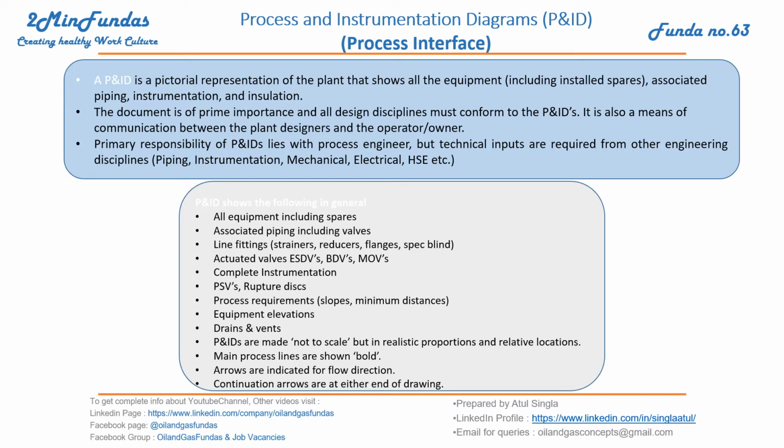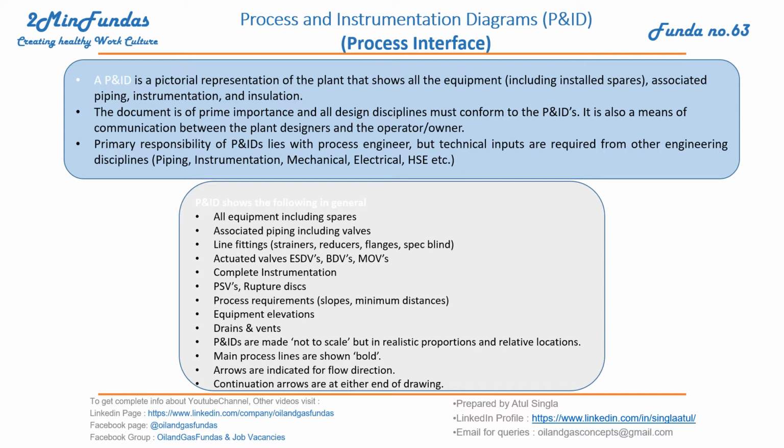The document is of prime importance and all design disciplines must conform to the P&IDs. It is also a means of communication between the plant designer and the operator or owner. Primary responsibility of the P&ID lies with the process engineer, but technical inputs are required from other disciplines also. For example, piping, instrumentation, mechanical, electrical, all disciplines contribute to this basic document.